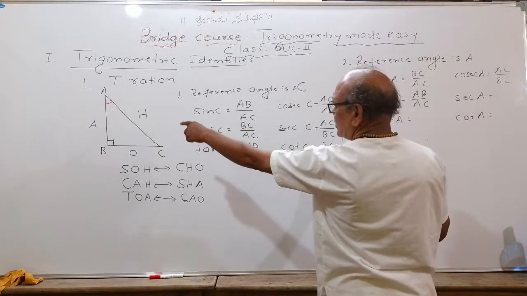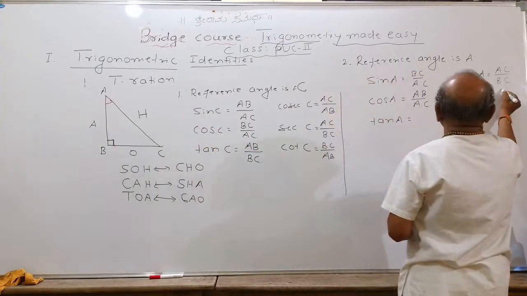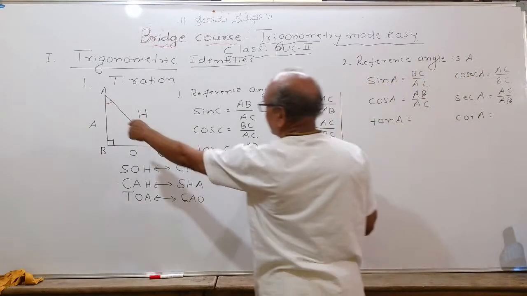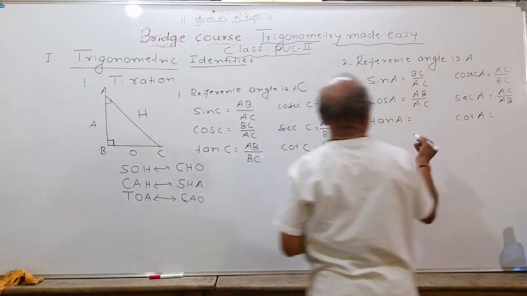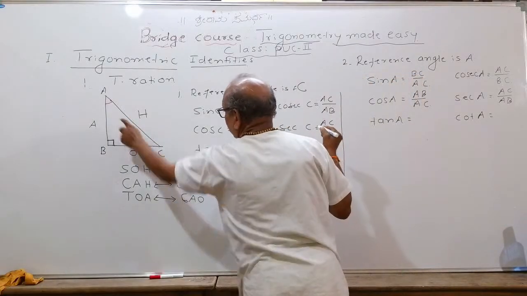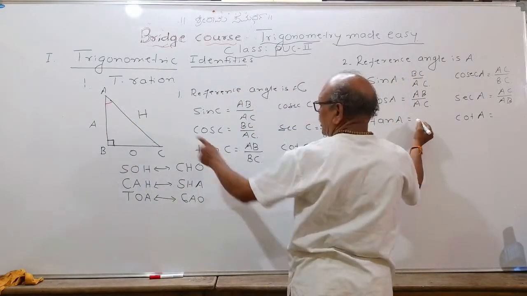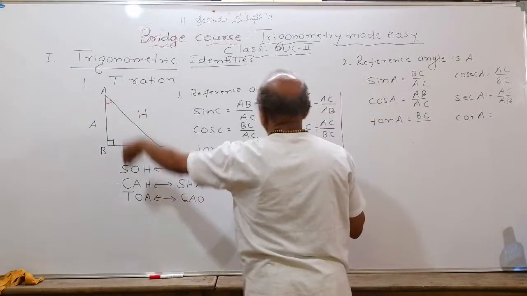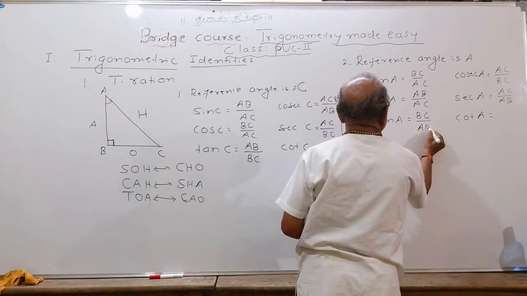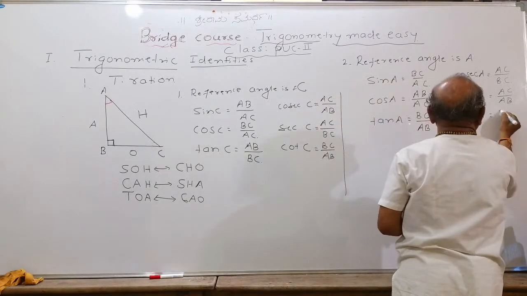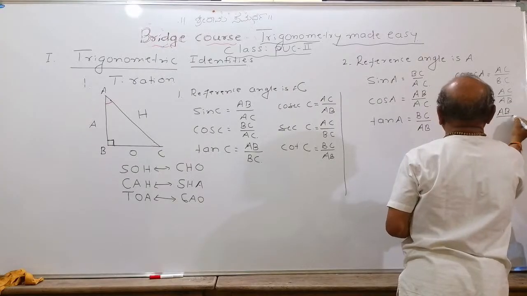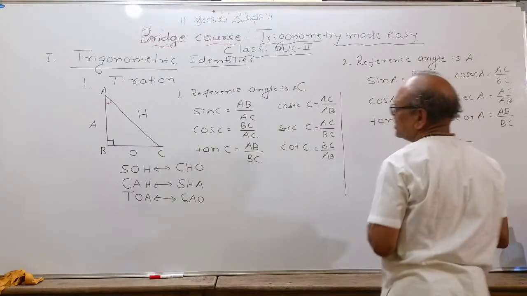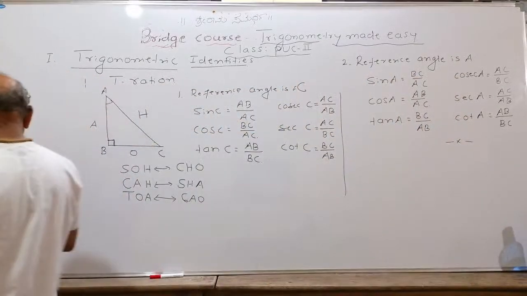And sec A becomes its reciprocal, AC upon AB. Then cot A becomes adjacent upon opposite. Tan A, first of all, is opposite upon adjacent, which is BC divided by AB. Then cot A becomes its reciprocal, that is AB upon BC. I hope you understood. This is the first step in learning trigonometry, to recall.